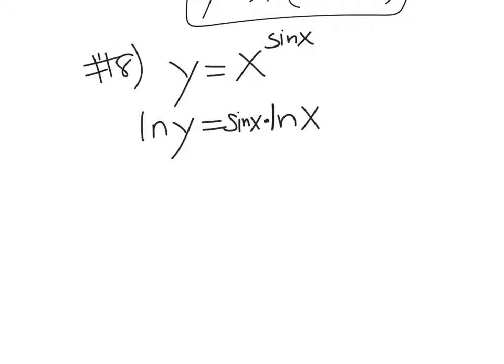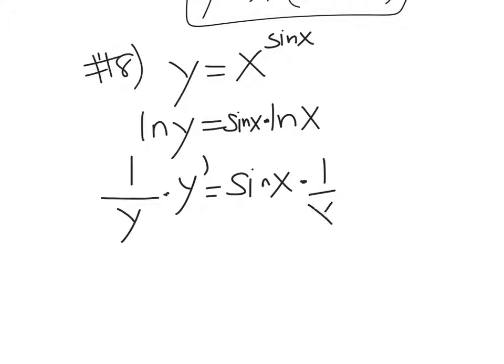So now let's go ahead and take the derivative of both sides. Okay? So the derivative of natural log of y is 1 over y times y prime equals product rule. A times b prime plus b times a prime. So a, which is sine x, times b prime, 1 over x, plus b, natural log of x, times the derivative of sine x, which is cosine x.